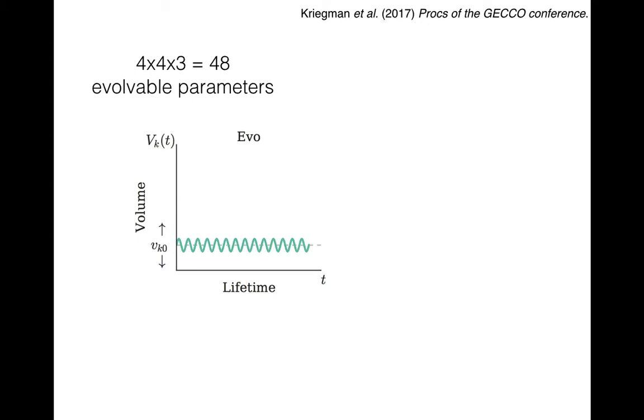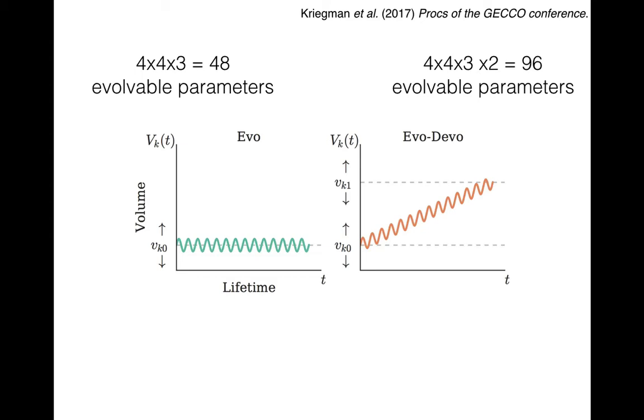We did 30 independent evolutionary simulations of this control treatment and an additional 30 runs of our experimental treatment, which is Evo-Devo. So in Evo-Devo, we have twice the evolvable parameters because each voxel has its initial resting volume, VK0, and it is gradually changing its resting volume to VK1, which is its final resting volume. So this little figure on the right is showing one voxel, which is gradually becoming larger over time, but evolution is able to change VK0 and VK1 in each of the 48 voxels.